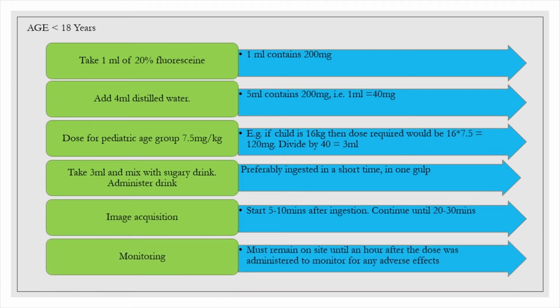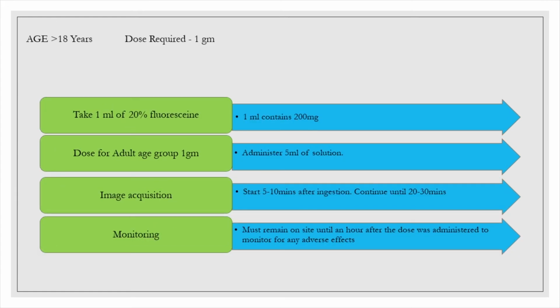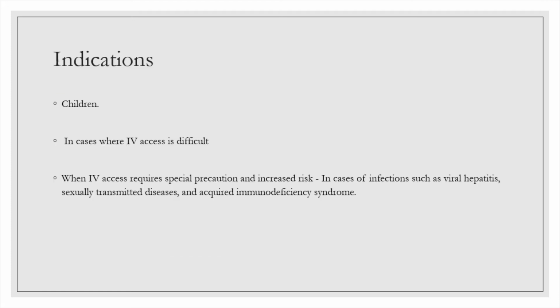One must remain on the site for 1 hour after the dose was administered to monitor for any adverse effects. Similar thing for adults. The dose required is around 1 gram. So here it's a lot easier. You just take 1 ml of 20% fluorescein, and you just take 5 ml of that solution actually. So the image acquisition and monitoring is the same.